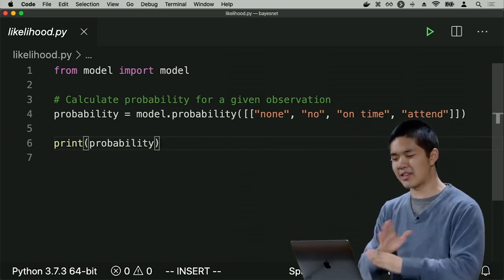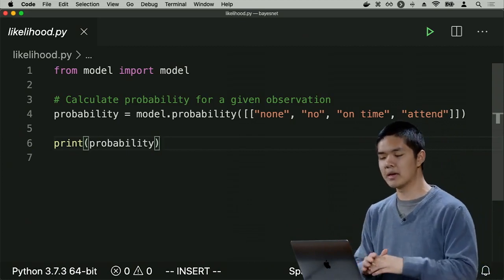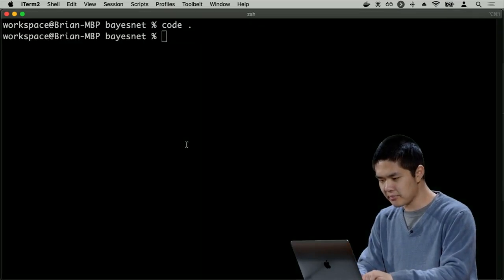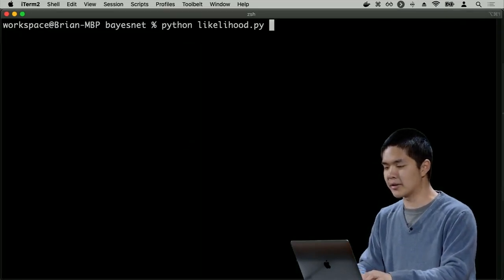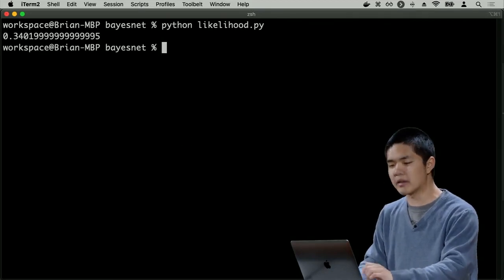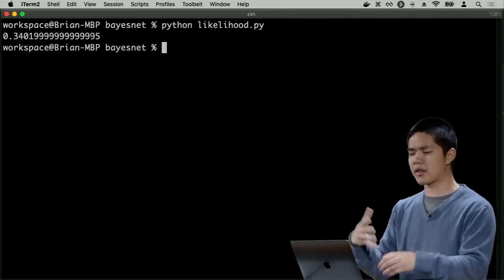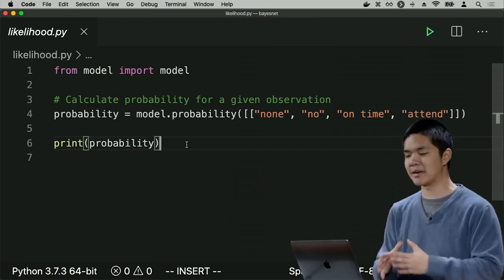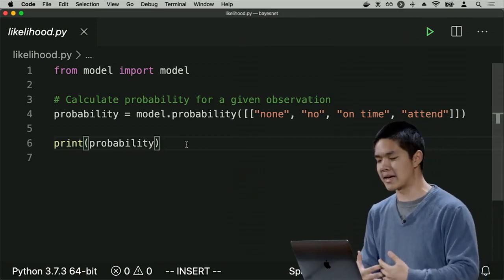What is the probability that all of that actually happens? I can calculate that using the library and just print out its probability. So I'll go ahead and run python likelihood.py. And I see that the probability is about 0.34. So about a third of the time, everything goes right for me in this case: no rain, no track maintenance, train is on time, and I'm able to attend the meeting.